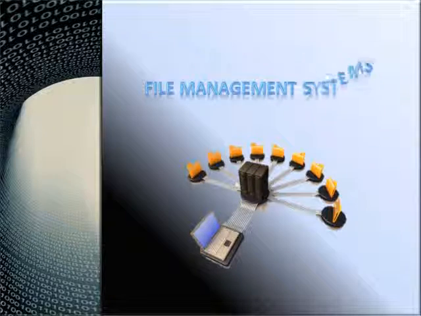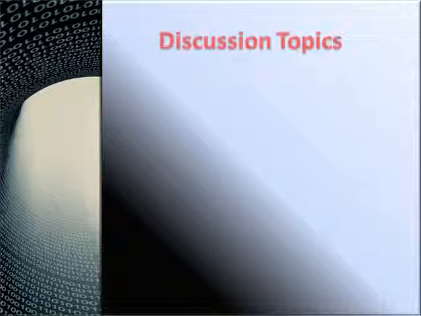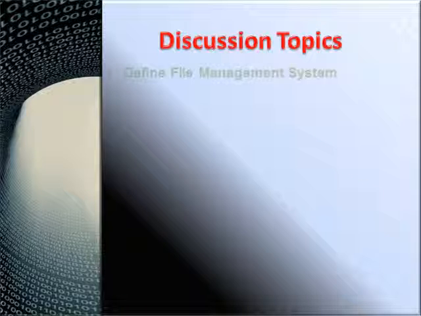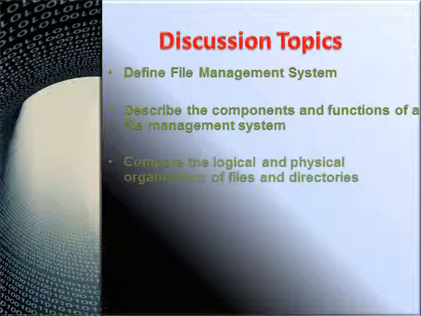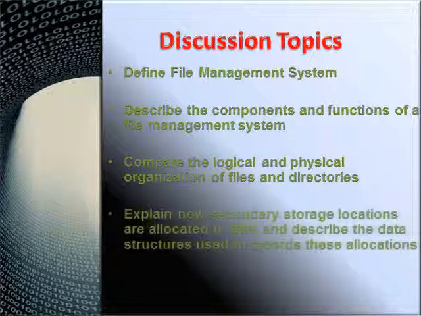File management systems. The discussion topics are: define management systems, describe the components and functions of a file management system, compare the logical and physical organization of files and directories, explain how secondary storage locations are allocated to files, and describe the data structures used to record these allocations.